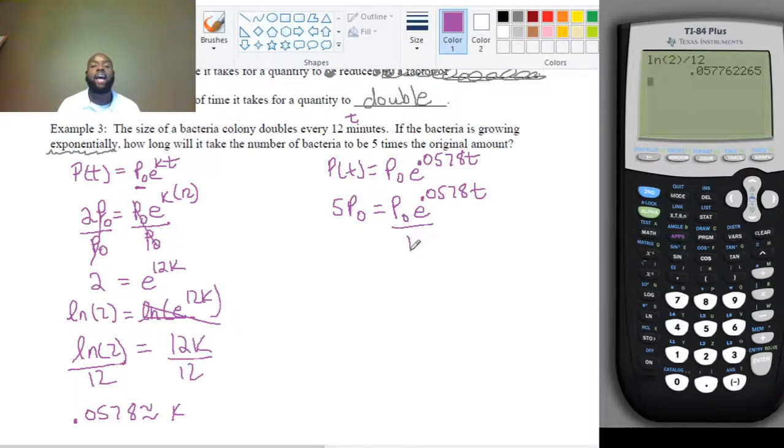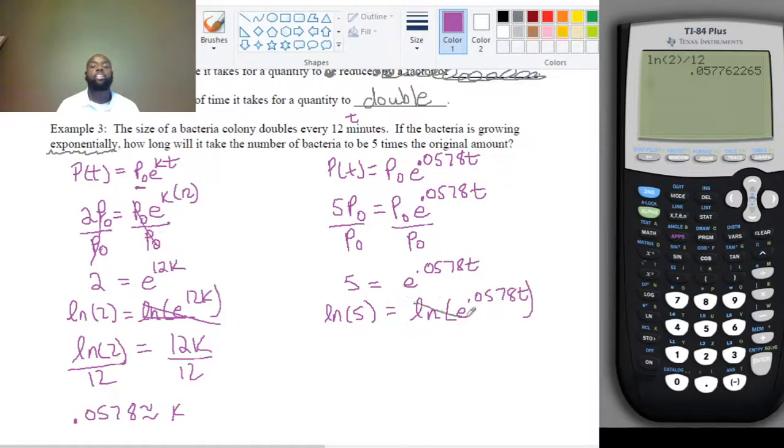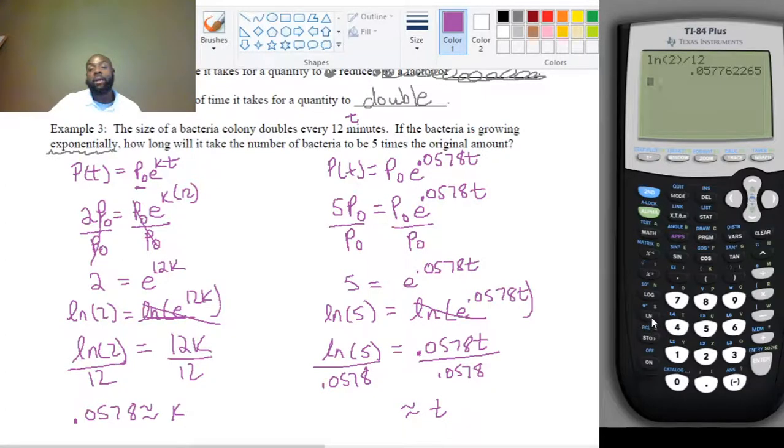Again, since P naught is multiplied on both sides, it really doesn't matter here. All right, because I can divide both sides by that P naught, and I have an equation with just T, which is the equation I want to solve for. Let's take the natural log of both sides. Natural log and e cancel. Divide both sides by that 0.0578. And I get that T is approximately, all right, I'm going to use that answer feature again, right? I'm going to do the natural log of 5 divided by that 0.0578, but that's my answer in my calculator. And I get that T would be approximately 27.86, and my units here are minutes, since T was time and time was in minutes.